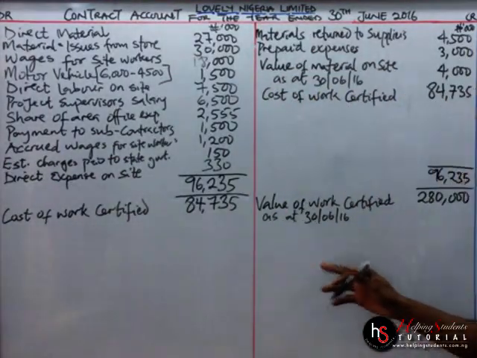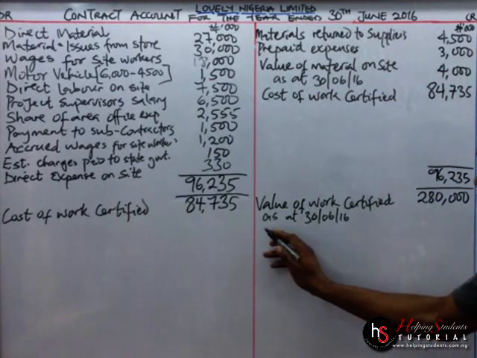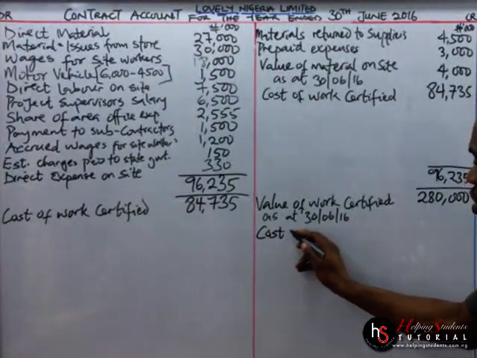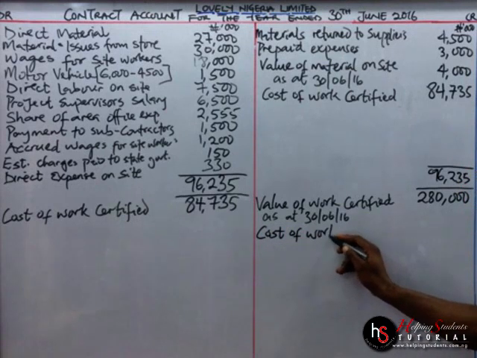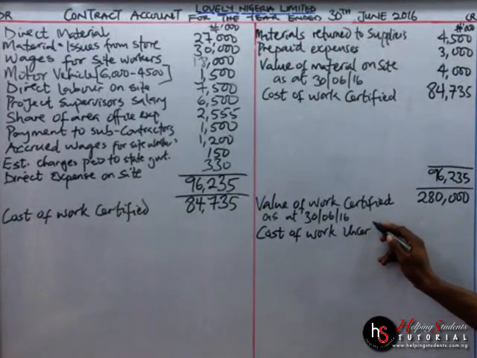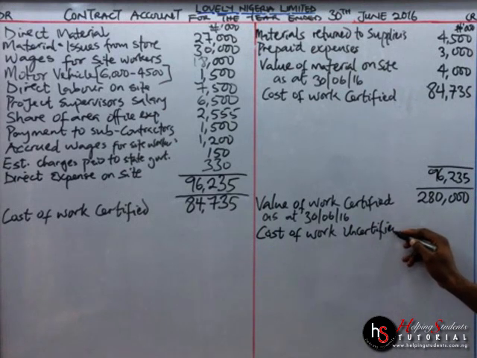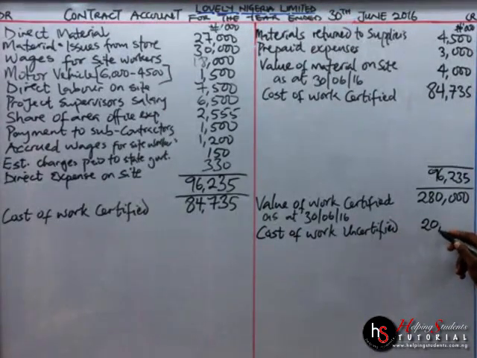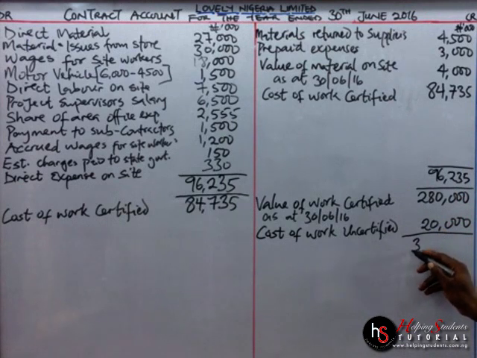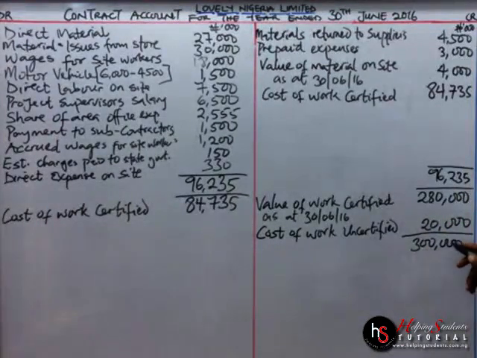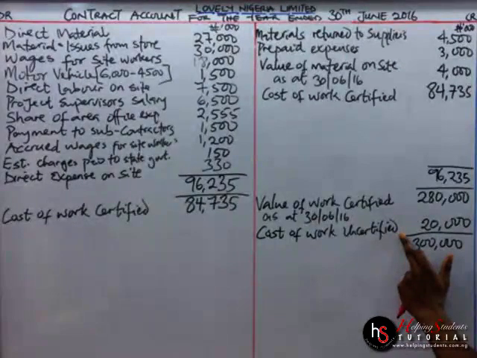So let us proceed. The next thing is what? The cost of work uncertified. So we have cost of work uncertified, and it is given in the question, all right? How much was it? 20,000. So we have 20,000 here. Now we are going to sum these values, okay? We're going to add it up. When we add this value, it gives us 300,000, okay? It gives us 300,000. But before we add this value, in order for your work to look very neat and presentable, I would like you to hold on with this.